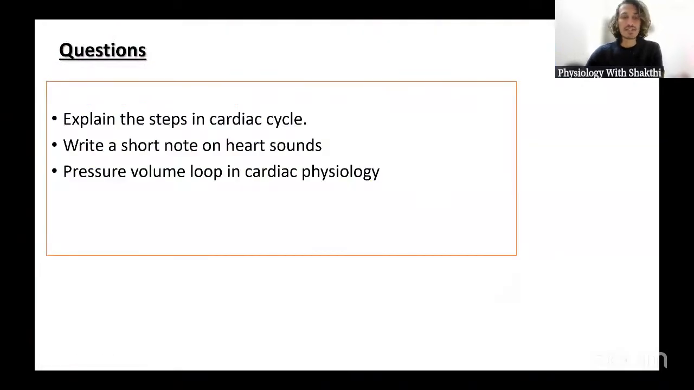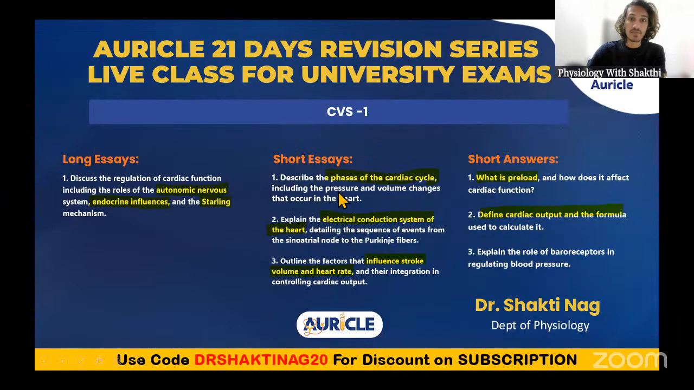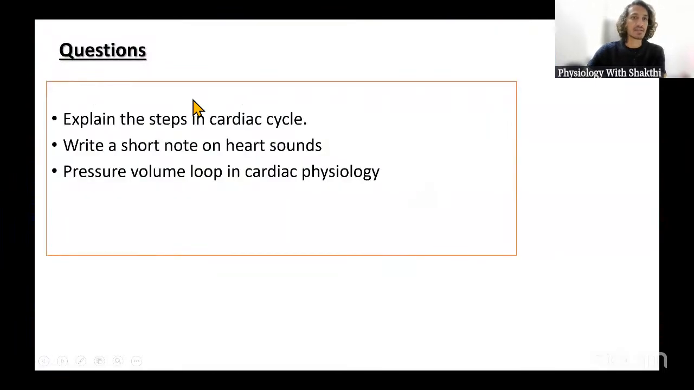Like always, I'm going to first set up a few questions and based on that we'll be discussing, because this is a revision. What is important is what we have to cover. One group of questions: explain the steps in cardiac cycle. This can come as a 3-mark question. It can even come as a 5-mark question. Write a short note on heart sound, a 2-mark question. If it comes as a 3-mark question, you have to write a little more extra, that's all. Pressure volume loop in cardiac physiology, that is what we saw over here. The pressure volume changes and cardiac cycle.